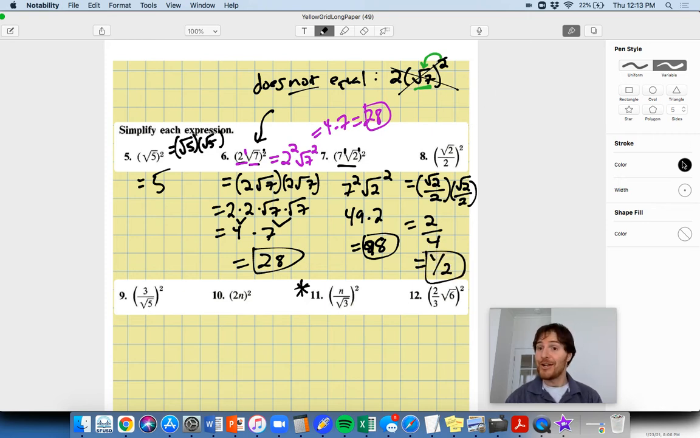If you wanted to use your shortcuts on that one, and I recommend using shortcuts on that one, remember that when you have an exponent outside of a fraction, that exponent is going to go both to the numerator and to the denominator, right?